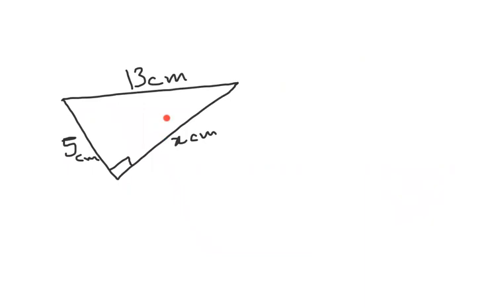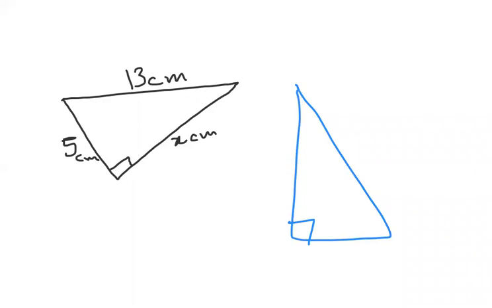Now, I drew this shape differently. The other shapes will all look like that. The only thing you must keep in mind is where this 90 degrees is, because the side opposite the 90 degrees will be the hypotenuse. So just look at where the 90 is. Here's the 90, and so that 13 will be the hypotenuse. That's the only thing you must remember.